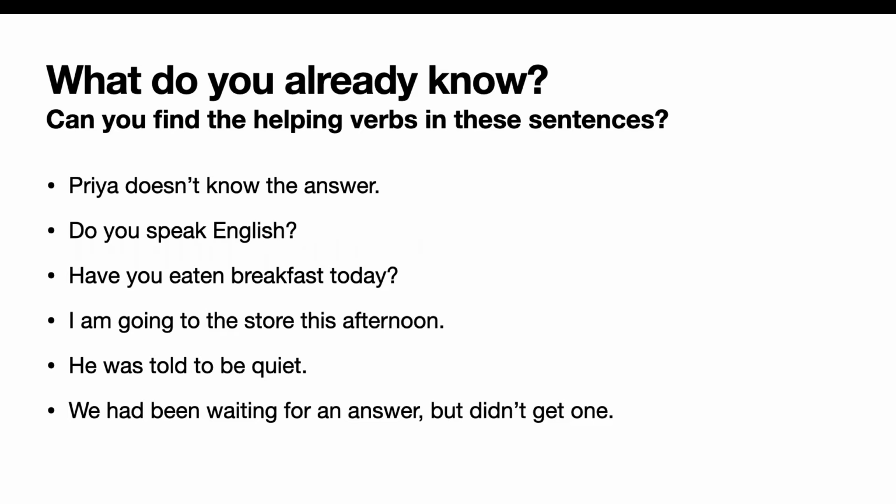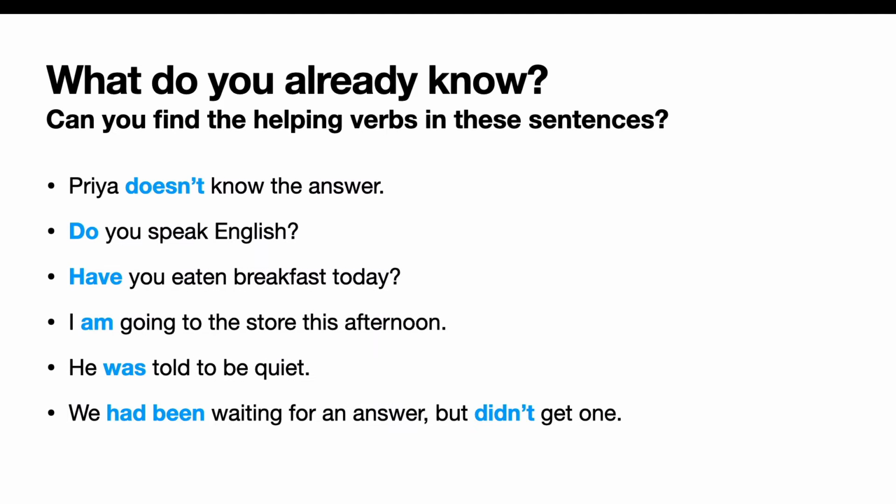So pause the video, read these sentences, and see if you can find the helping verbs in these sentences. Each sentence has at least one helping verb. So here are the helping verbs in these sentences. In the last sentence, we have 3 different helping verbs: had, been, and didn't.